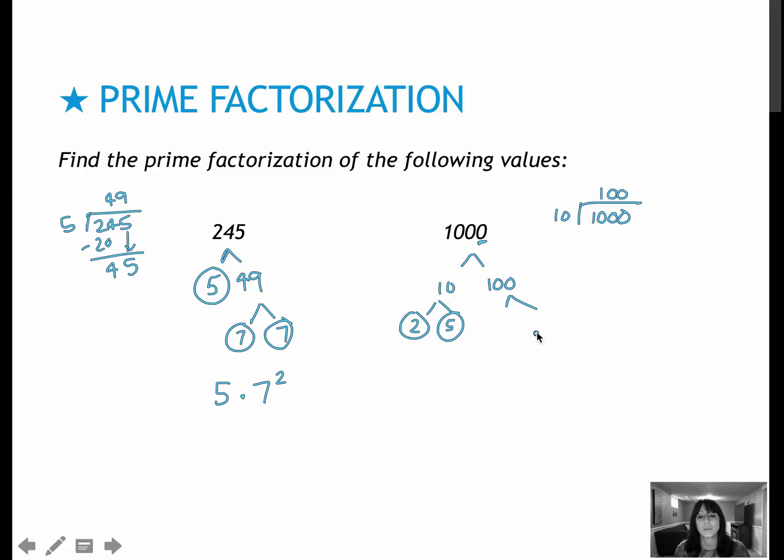100 continues to break down. So I could call that 10 times 10. And each 10 is 2 times 5. Remember, you have to keep going until everything ends up with a circle at the end of it. So now I have 1, 2, 3 2s, so 2 to the third, and 1, 2, 3 5s, so 5 to the third. That is my prime factorization.